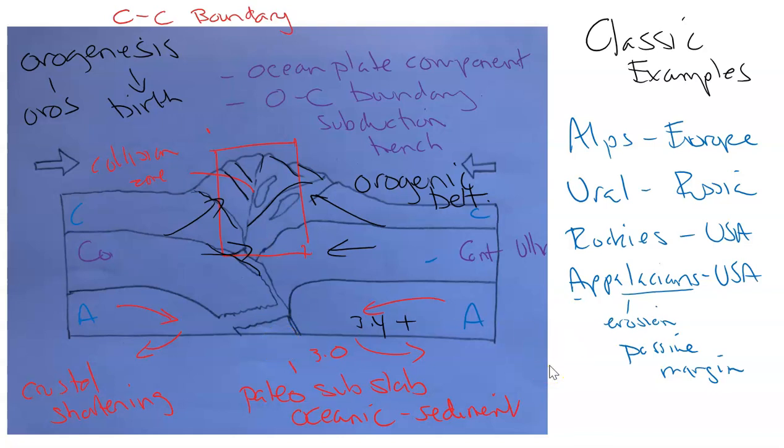So there are examples all around the world. These are beautiful, massive orogenic belts, beautiful mountain ranges, very classic terrain and topography, and that's how they form: two plates colliding.